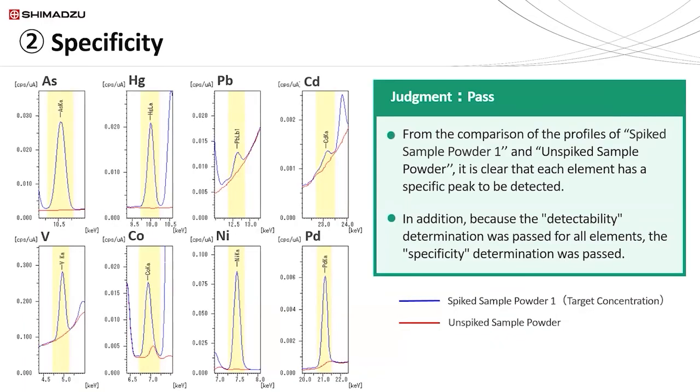Specificity. We can compare the spectra from, for example, a blank cellulose powder or spiked sample powder 1 and unspiked sample powder, and we can see that each element has its own individual peak that needs to be detected. Because we passed the detectability determination, the specificity was also passed. This is very similar to how we passed the specificity because we passed the accuracy criteria in USP 735.